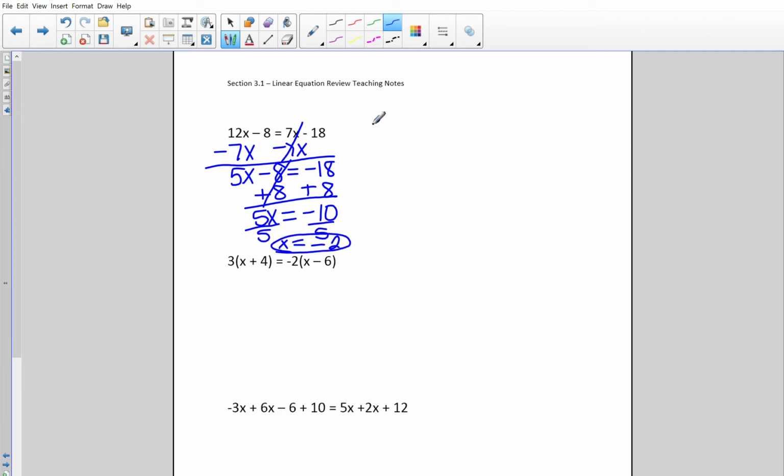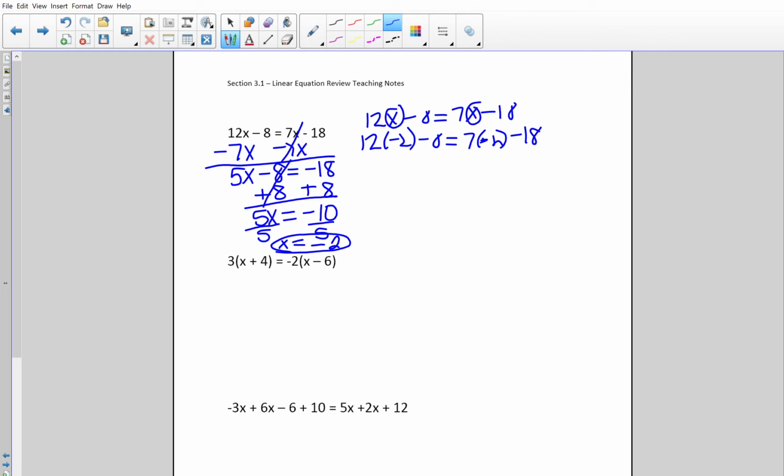So I have 12x minus 8 equals 7x minus 18. I'm going to replace my x's, both of them, with a negative 2. So I have 12 times negative 2 minus 8 equals 7 times a negative 2. Minus 18.